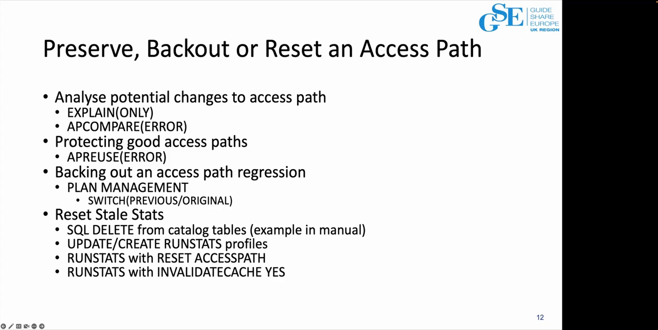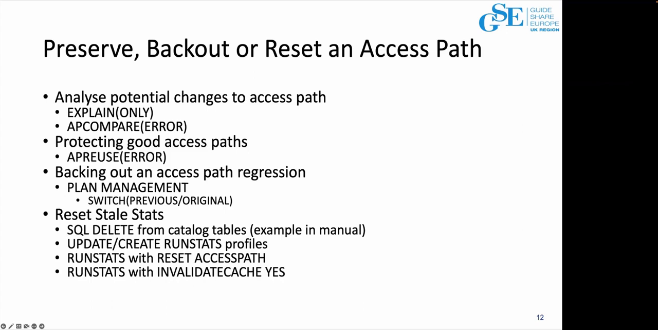If you can, it's great to rebind without AP reuse, because there have obviously been changes and enhancements in the optimizer over recent releases, which could significantly improve things. And as long as the package isn't invalid and you have plan management enabled, then you can always switch back to the previous access path if needed. AP reuse provides a safety mechanism for minimizing the risk of an access path regression. But at the same time, you could be missing out on progression or an improvement, which could result in cost or time saving.